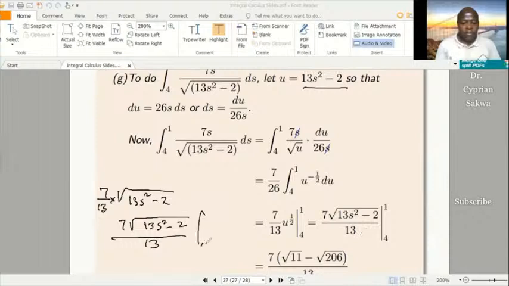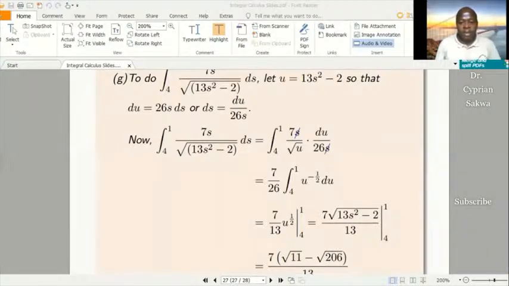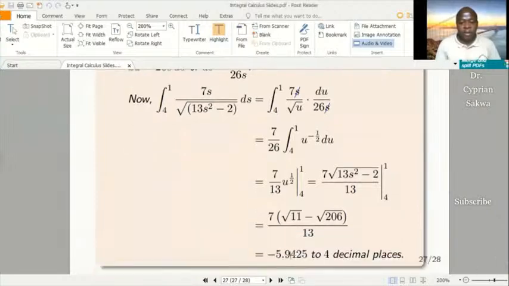The limits are from 4 to 1. So when I put the upper limit, which is 1, this will be 7 over 13 times, 13 times 1 squared is 13. So 13 minus 2 will go under the square root. That's what you see. Now put the lower limit, which is 4: 16 times 13 minus 2, I have 206 under the root. Then divide by 13. That can be done with your calculator to get negative 5.9425. My answer is given to 4 decimal places.